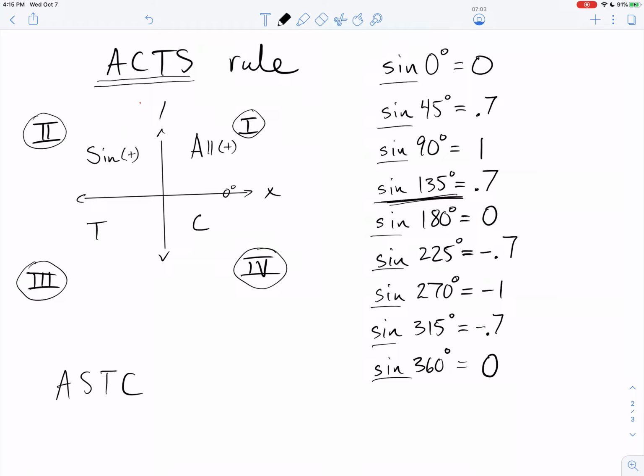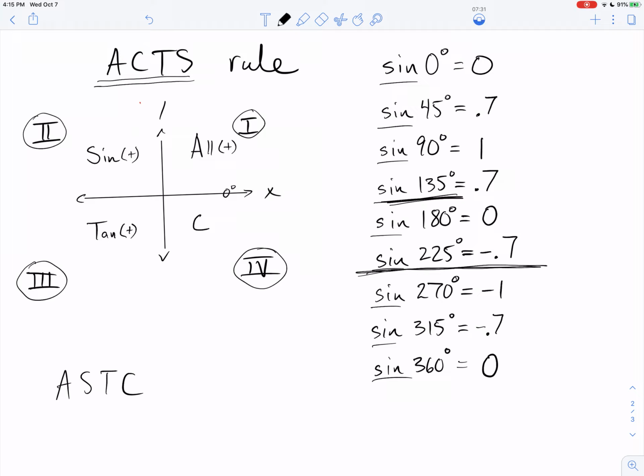But once I go into quadrant 3, a 225-degree angle, well, that would put me over here for sine. And you'll notice sine is negative. But guess what the T stands for? The T stands for tangent. When I'm in quadrant 3, the tangent is the only positive trig value.